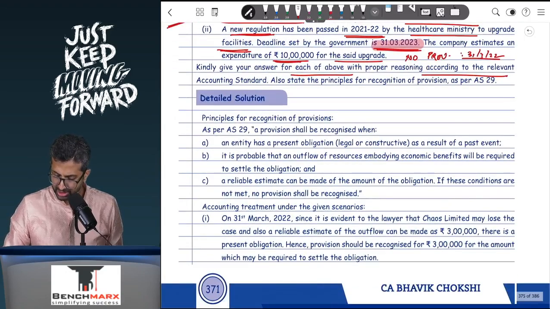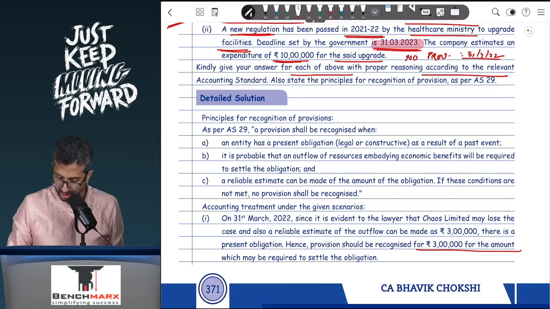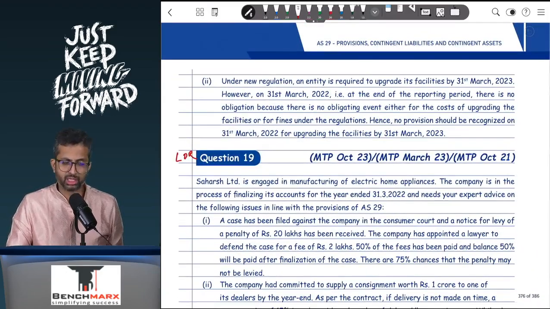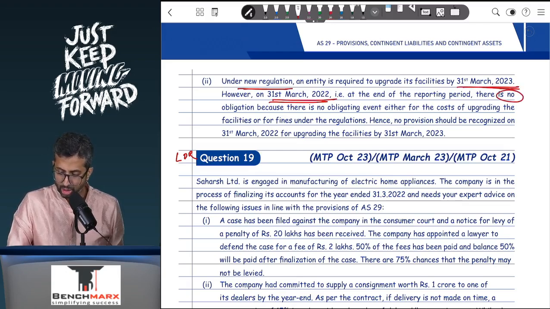So in the first instance, you will create 3 lakhs for the amount that will be incurred for settling the lawyer, cost of litigation. And under the new regulation, the deadline is 31st March 23. On 31st March 22, there is no obligation and hence there will be no provision.